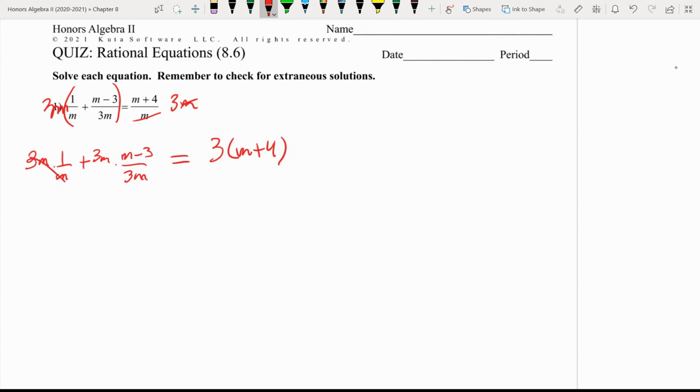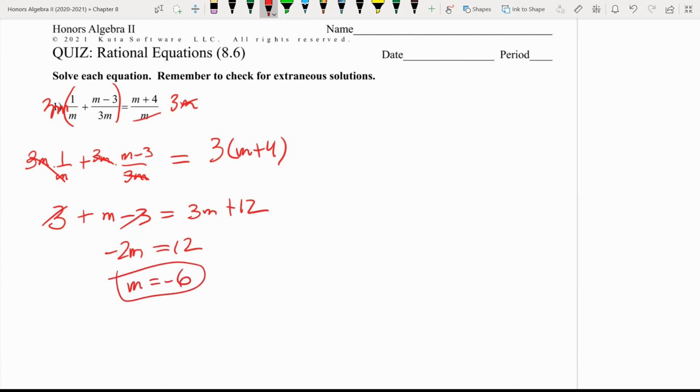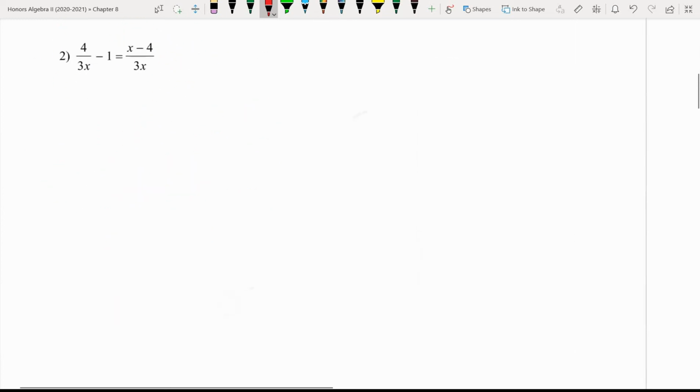So these cancel out here, and 3m and 3m cancel out completely, so it's just left with m minus 3. Side over here, distribute, and the rest of it's just solving normally. Bring my m's to the left side. These 3's cancel out, so I'm just left with 12 over here, so m equals -6. On to the next one here.